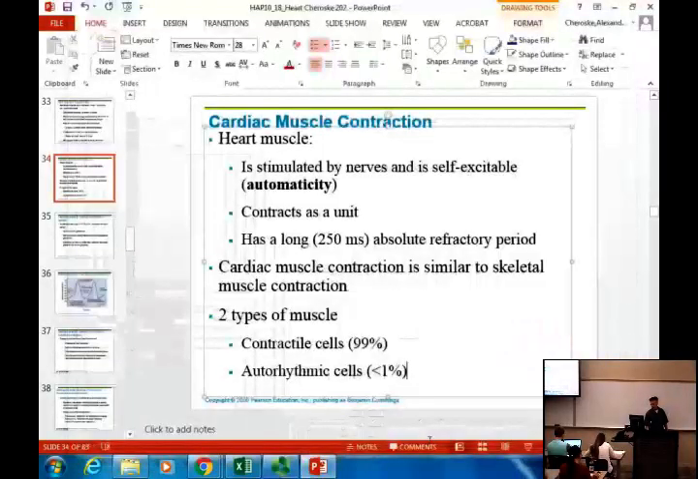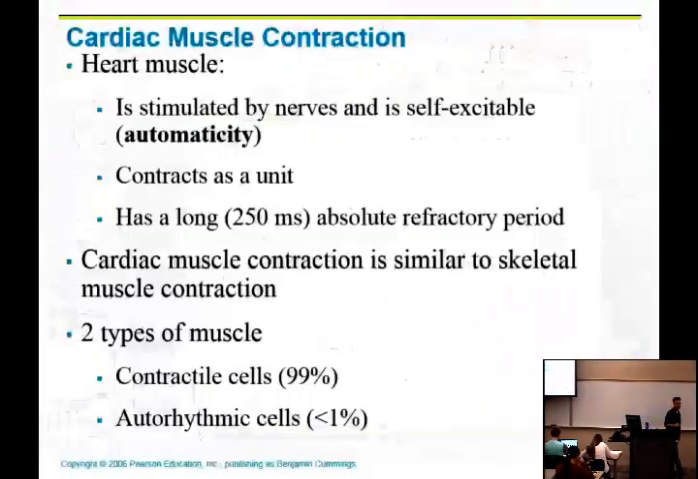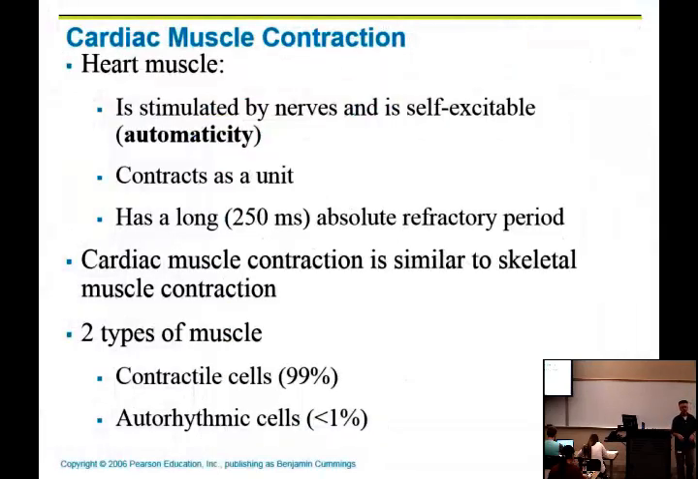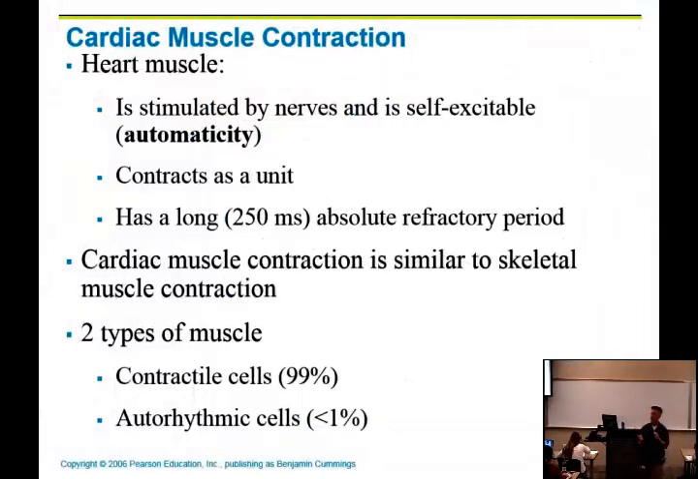Getting down to the microscopic level of the heart itself. So prior to that, we were looking at the macroscopic level of the heart. We had gone through some of the anatomy of the heart. We were looking at some of the structures of the chambers, of the valves and things like that.